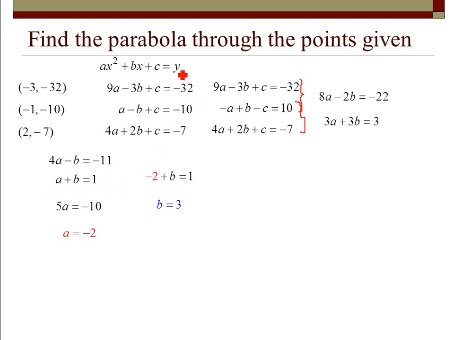Then I plug back into any of these 3 equations. So I plugged into the bottom one, but I could have plugged into the middle one. I could have plugged into the top one. Doesn't matter. In fact, you can actually plug into multiple ones just to kind of check to make sure after you get your answer. It's a good idea to do that. So I got -8 plus 6 plus c equals -7. So I got -2 plus c equals -7. So c is equal to -5.